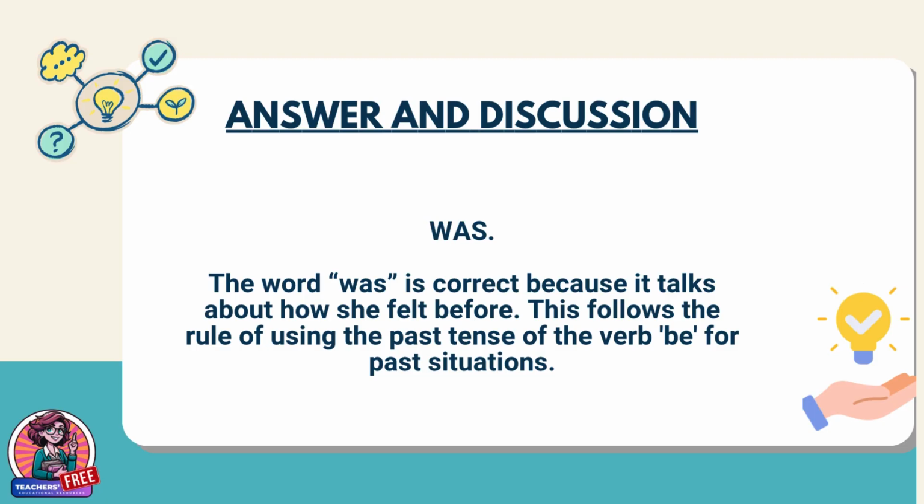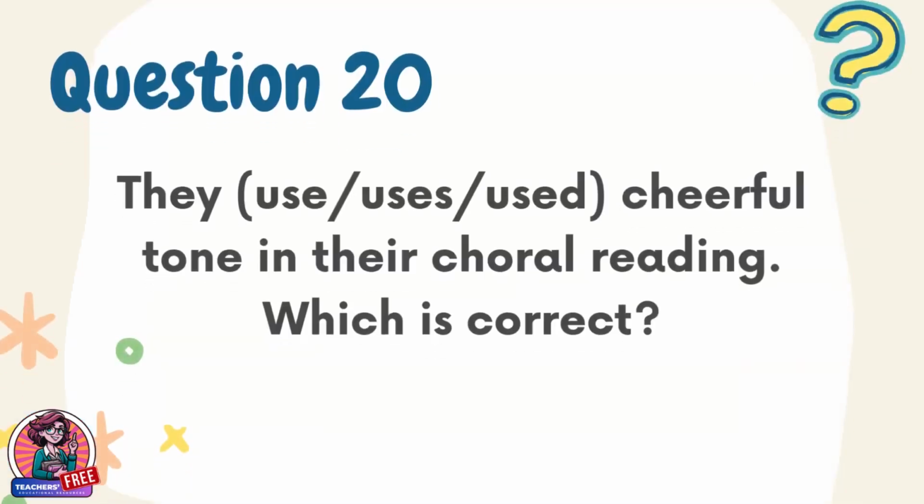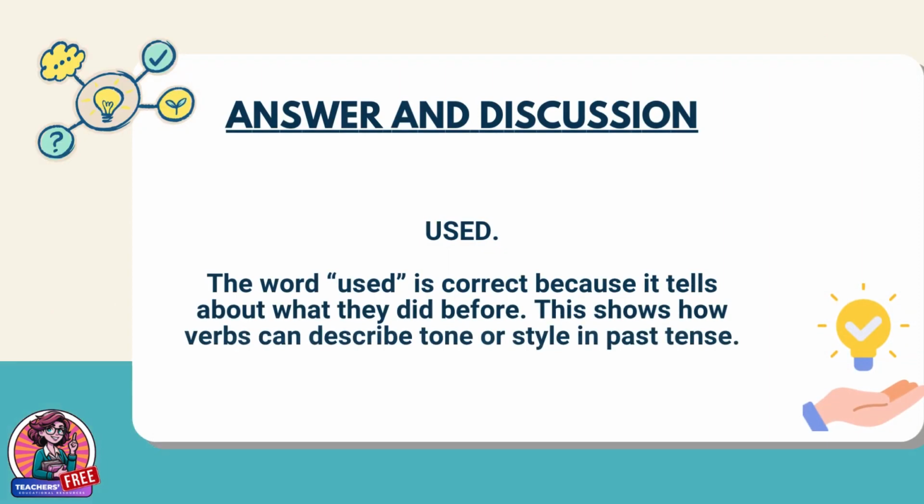Question 20. They use, uses, used a cheerful tone in their choral reading. Which is correct? Answer: used. The word used is correct because it tells about what they did before. This shows how verbs can describe tone or style in past tense.